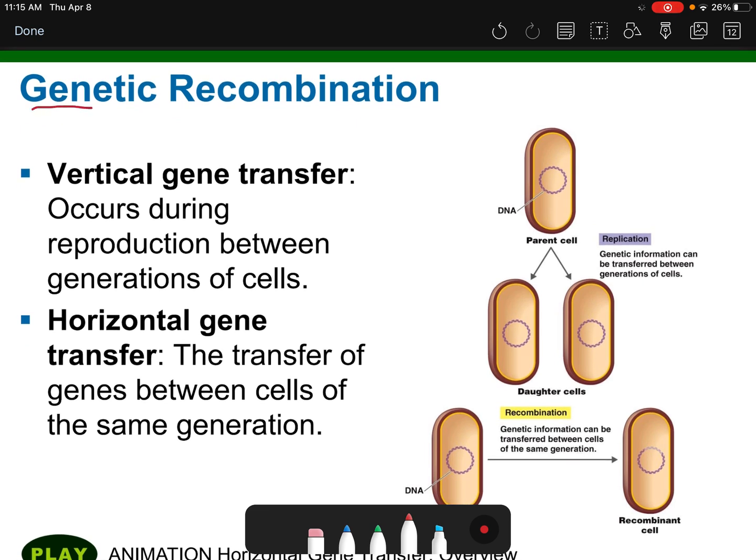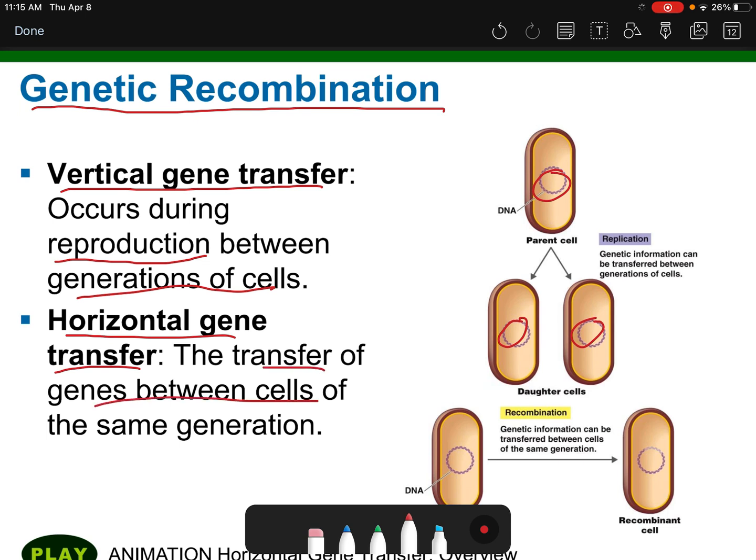All right, the next topic to cover is genetic recombination. Again, just like the name suggests, it's recombining your genetic information. Well, we can talk about vertical gene transfer. That's simply when a bacterial cell divides. Reproduction between generations of cells. So it copies its chromosome, and now as it makes a new cell, that DNA gets copied. So that's one way of passing on your genetic information.